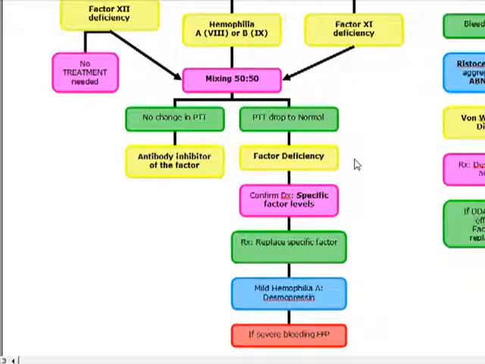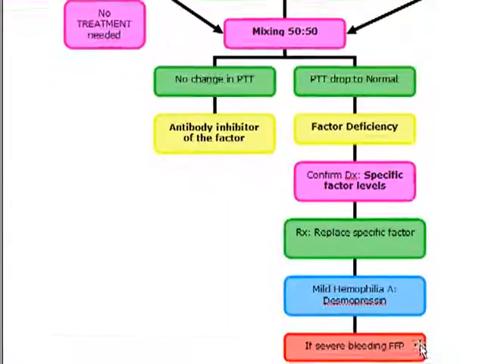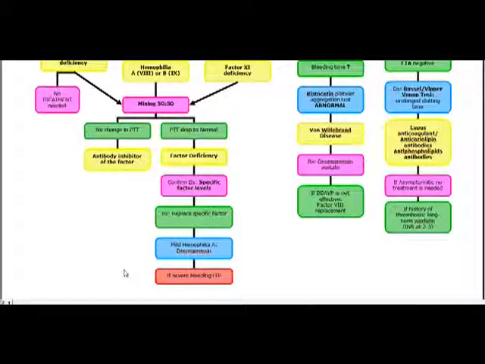So basically what we're doing is that we're going to take the patient's blood and it's going to be mixed with a normal control. And the PTT is going to be dropping to normal. We know it's a factor deficiency. We're going to confirm it with specific factor levels. And we're going to replace the specific factor that's missing. Mild hemophilia A can be treated with desmopressin, also known as DDAVP. But remember, desmopressin is not going to work for hemophilia B. And if there's severe bleeding, you can use fresh frozen plasma. If we did the mixing study and there's no change in the PTT, there's going to be an antibody inhibitor of the factor present. Okay?